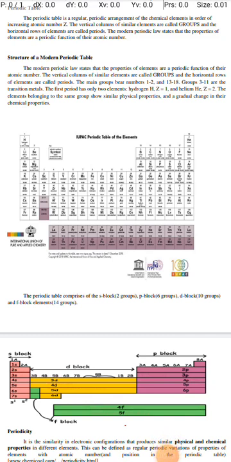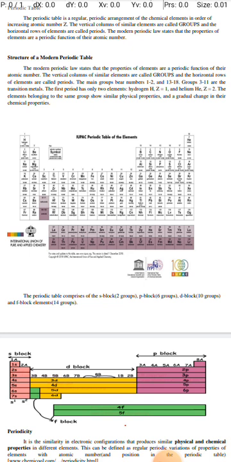I am Dr. K. In this video, we'll be discussing the structure of the periodic table. So when you are talking of the periodic table, it is the regular periodic arrangement of the chemical elements in order of increasing atomic number. The atomic number is denoted as Z.